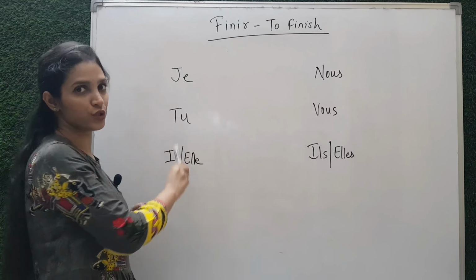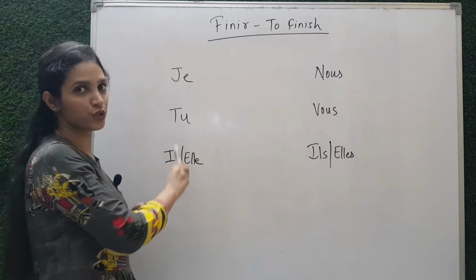Remember, when you have to conjugate finir, first thing that you will do is you will remove this R. In ER ending verbs, you are removing ER. In IR ending verbs, you will remove only R. Once you remove this R, you have to copy the word which is left. F-I-N-I. So, I will write F-I-N-I. First step is this.